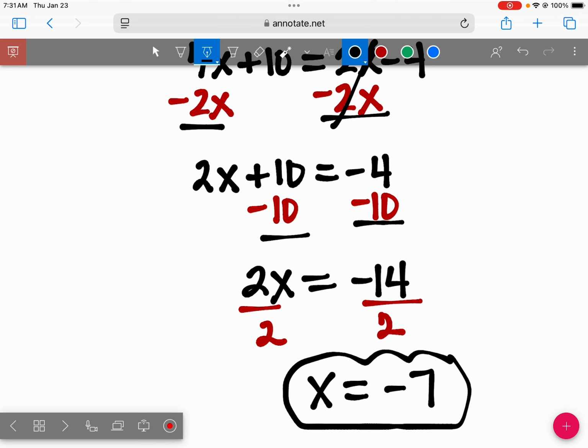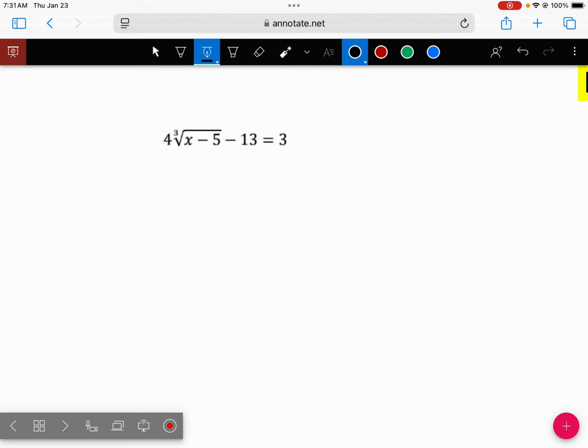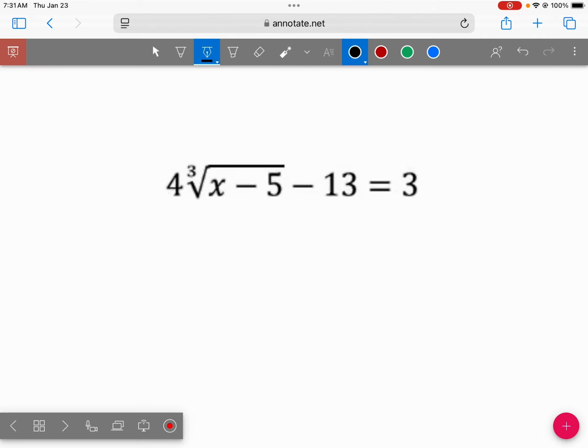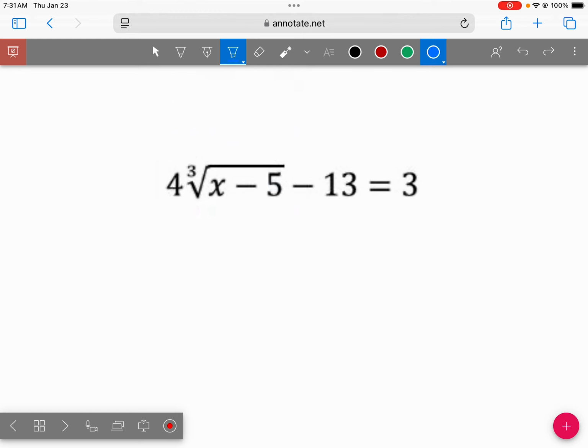Any questions so far about any of these? All right, we'll do one more and then we'll look at our homework together. Let's see which one I want to do. All right, this is a good one. So again, we have to get this by itself first. So the first thing we need to do is get rid of the minus 13.